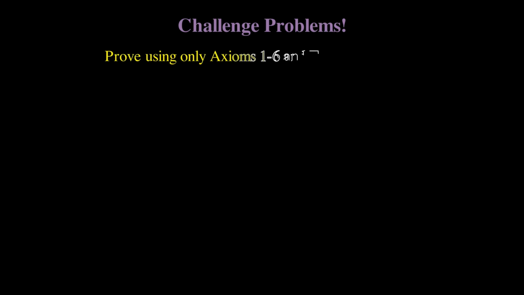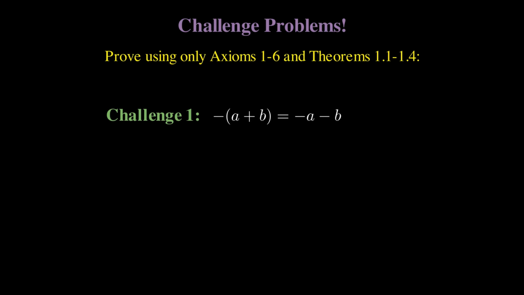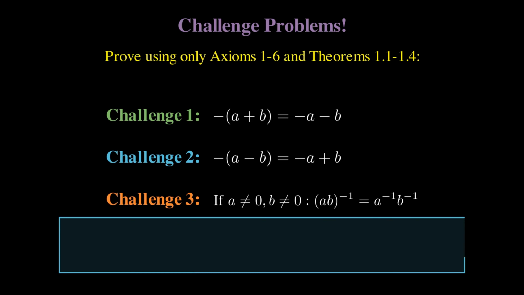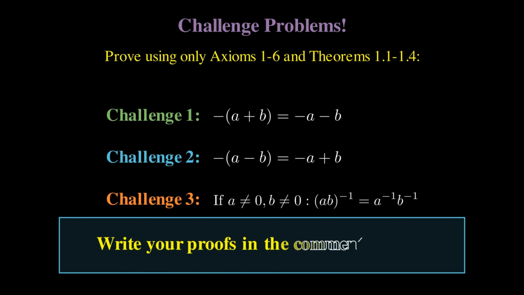Now, here's your challenge. Using only axioms 1 through 6 and theorems 1.1 through 1.4, prove the following statements. Challenge 1. Prove that negative the quantity a plus b equals negative a minus b. Challenge 2. Prove that negative the quantity a minus b equals negative a plus b. Challenge 3. Prove that if a is not equal to 0 and b is not equal to 0, then the quantity a times b to the negative 1 equals a to the negative 1 times b to the negative 1.